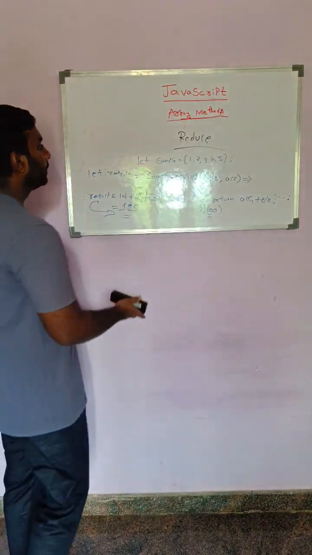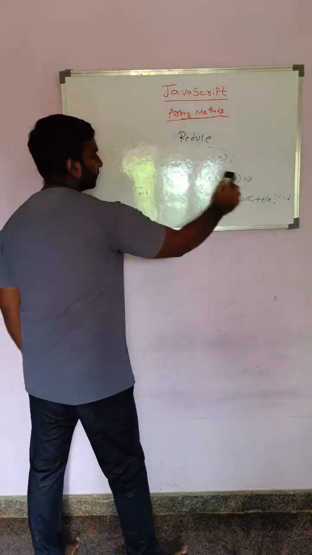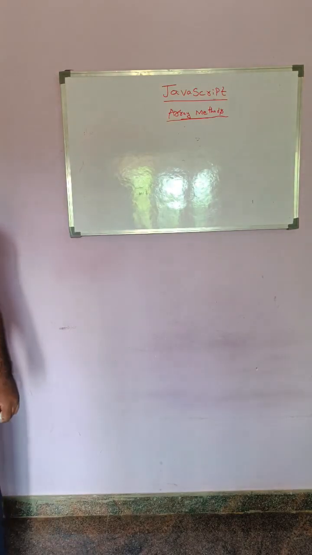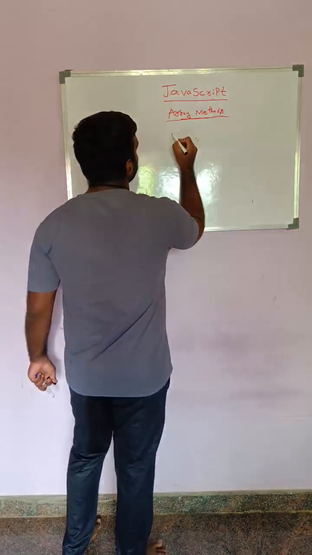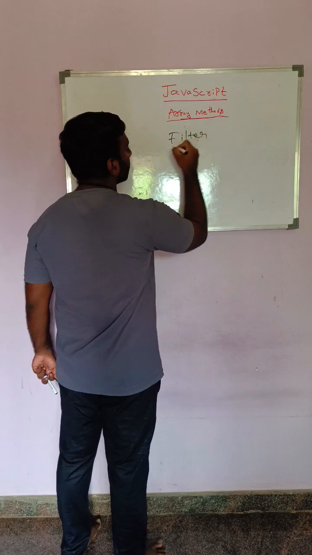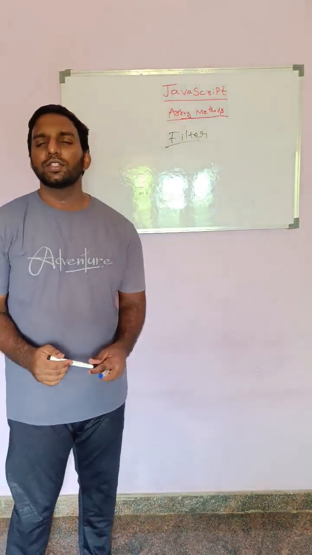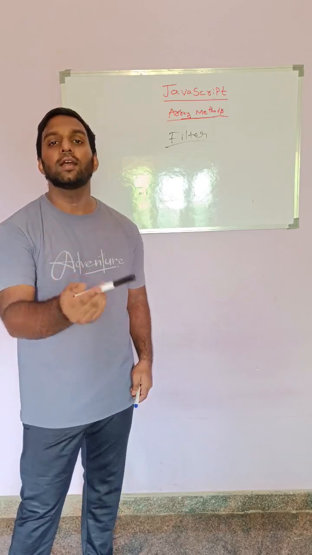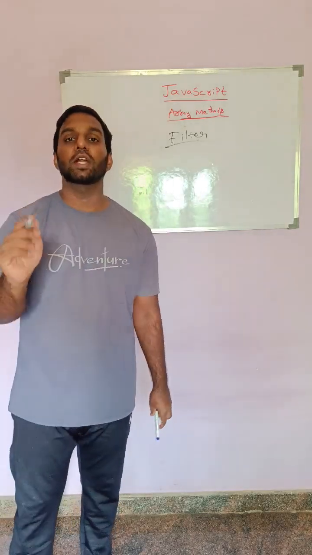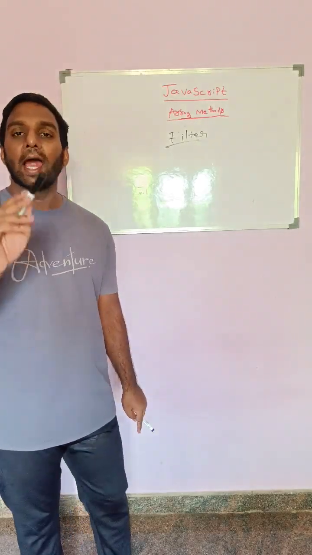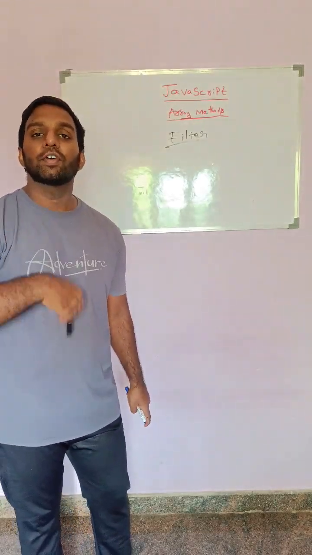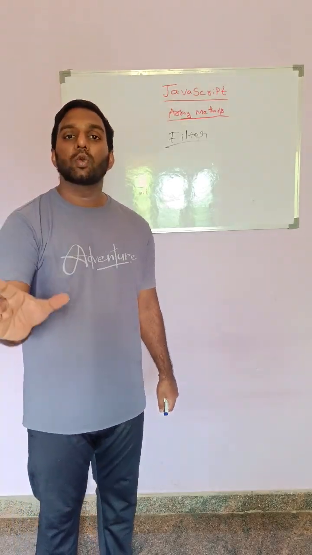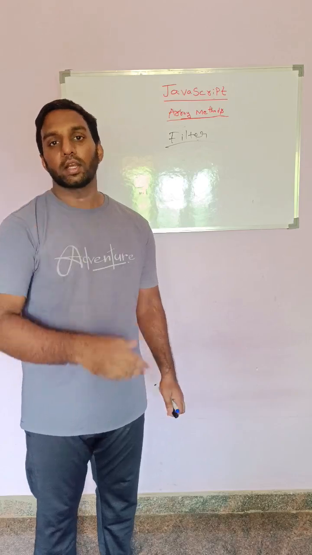Next, let's come to the most important thing, the filter method. This is also a method of the array which is used to filter out the array elements based upon some condition, and it will give the result in the form of a new array. This is similar to map, but what it does is filter out the elements of the array based upon some condition.